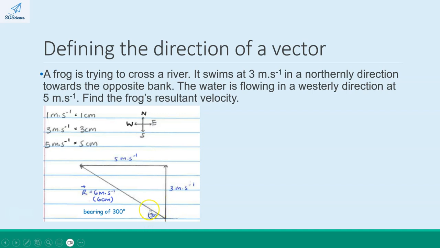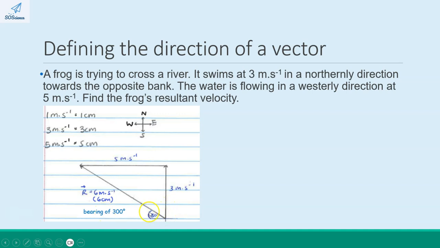Now, this would be a 30-degree angle, meaning that this angle over here would be a 60-degree angle, because 60 plus 30 makes a 90-degree angle. Now I'm going to use the bearing method to state the direction.